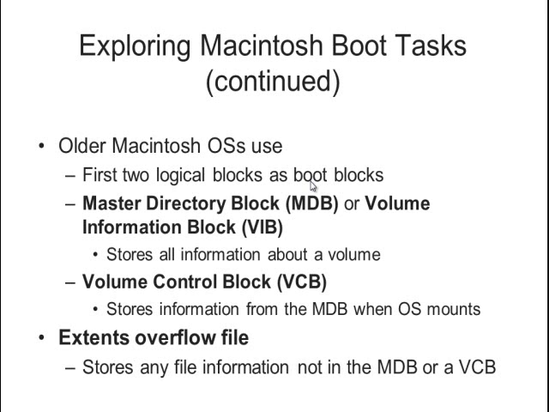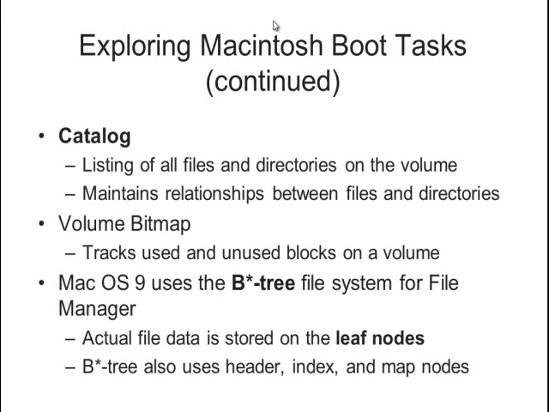Extents overflow file stores any file information that's not in the MDB or a VCB. The catalog is a listing of all files and directories on the volume. It maintains relationships between files and directories. A volume bitmap tracks used and unused blocks on the volume.